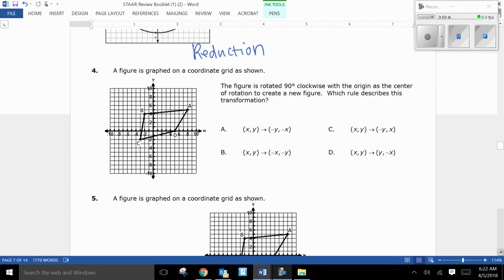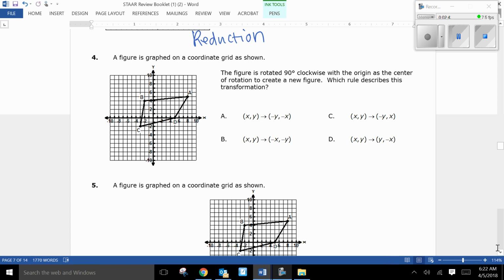Number 4, a figure is graphed on a coordinate grid as shown. The figure is rotated 90 degrees clockwise with the origin as the center of rotation to create a new figure. Which rule describes this transformation? Okay, so it's going 90 degrees clockwise. So I would definitely want to grab my patty paper here and rotate my figure to see what would happen. So I have point A, which is located at 8 and 5.